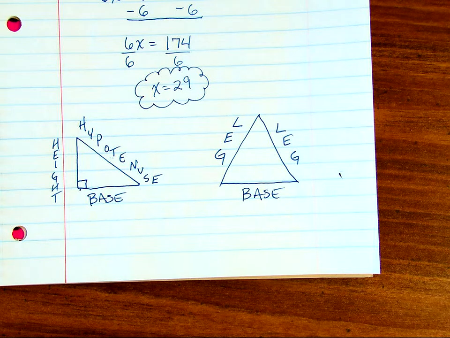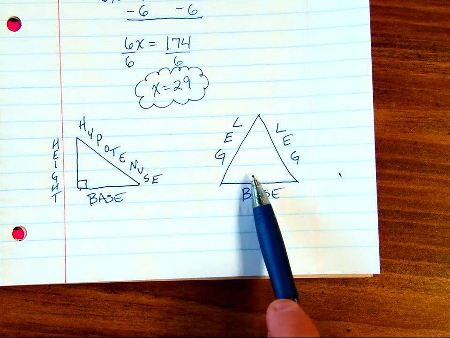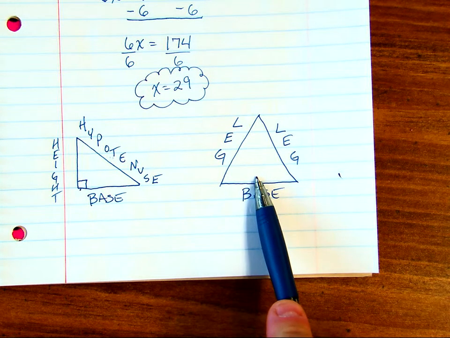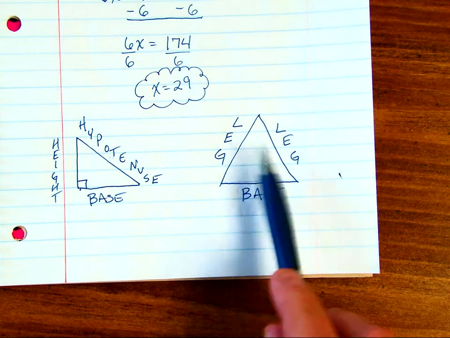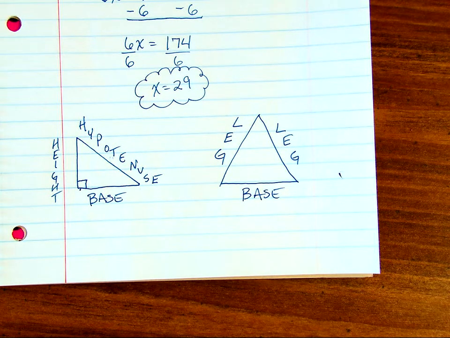The only time you will see a hypotenuse, remember what I said, the hypotenuse is opposite the 90 degrees. Is there a 90-degree angle in this triangle? No. There's no 90-degree angle in this triangle, therefore there is no hypotenuse. It's just legs. Just legs. Any questions?